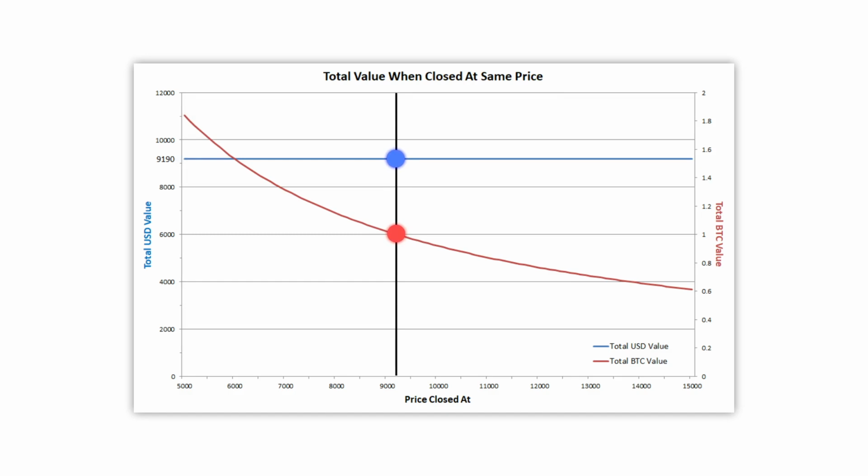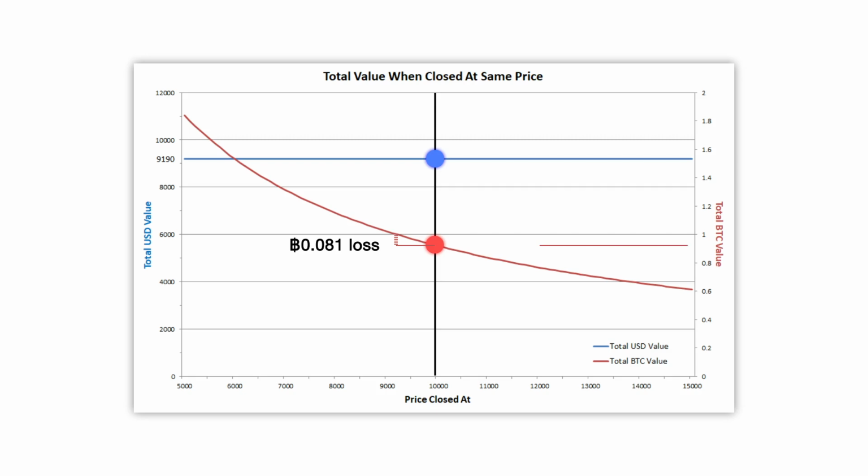If instead the BTC price had risen to $10,000 before the premium reaches zero, then the future short will have made a loss of 0.081 BTC, resulting in a total balance of 0.919 BTC. As the Bitcoin price is now $10,000, the trader can sell this 0.919 BTC for $9,190. This is calculated as 10,000 times 0.919, which equals 9,190.